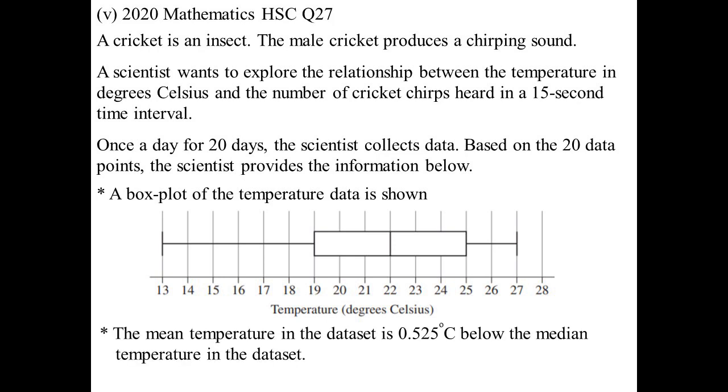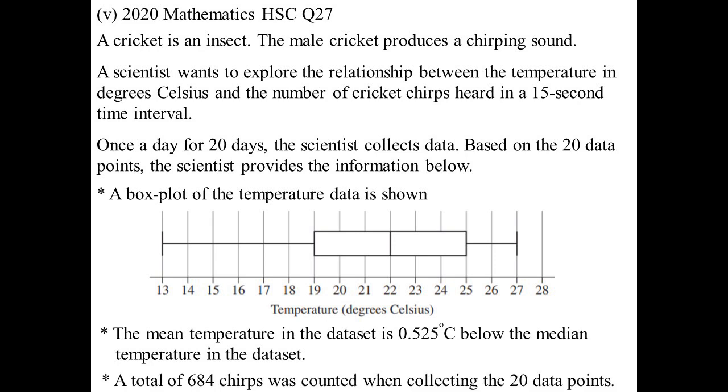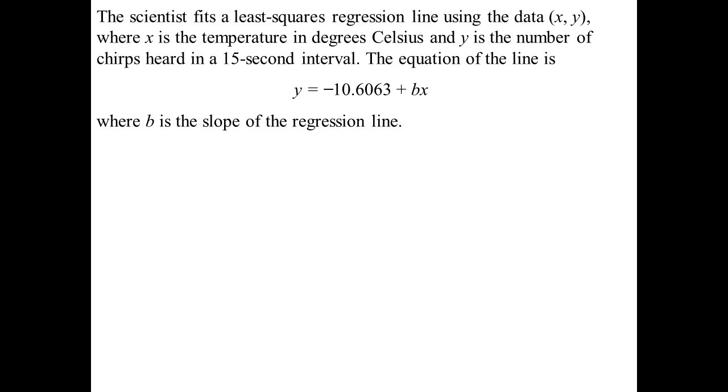Then this information. Well, the mean temperature in the data set is 0.525 degrees Celsius below the median temperature. And there were a total of 684 chirps collected when they got their 20 data points. So this is all the information they were given. Oh, fortunately the scientist has worked out the formula for us already. So least squares, oh hang on, we don't know what B is though. Ooh, that's annoying. So we've got to find B. But anyway, question keeps going.